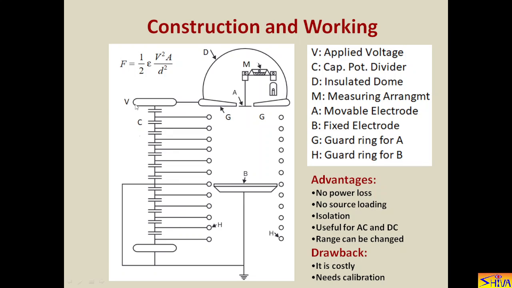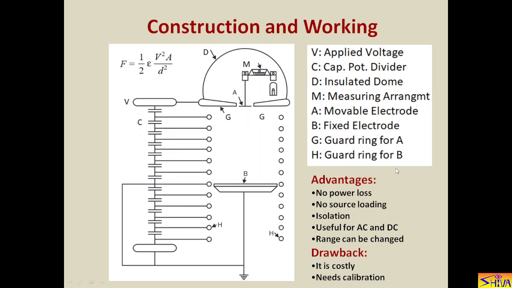When we apply the voltage here, then electric field is generated, force is developed on this moving plate and it moves by some distance. We can measure this distance and we can measure the force. So once the force is measured, distance is measured, we can measure the voltage. So in this way we are measuring the voltage by electrostatic voltmeter. Now let us see what are the advantages of this electrostatic voltmeter.